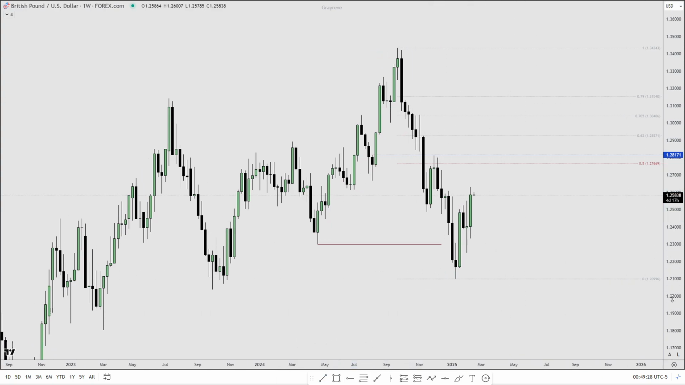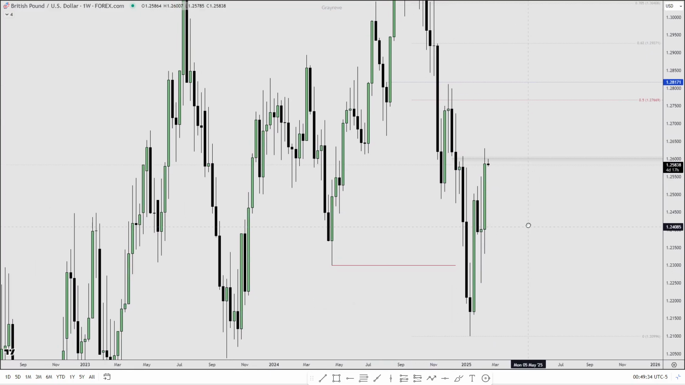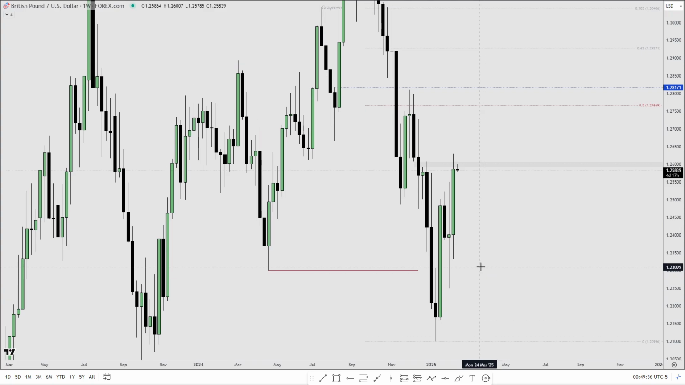When we look closely, we have a weekly fair value gap right here. So are we closing above yet? No. But what do we see? We see that up close candles are closing above down close candles, engulfing candles basically.